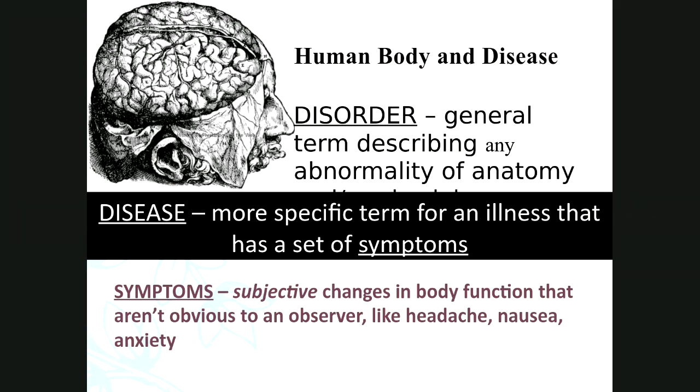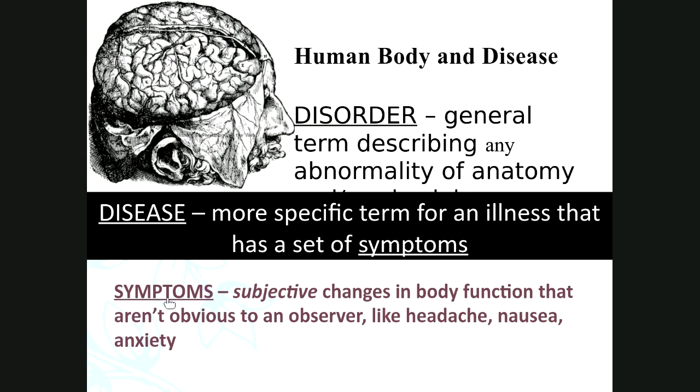Human body and disease. So when we see the term disorder, this is a general term that refers to any abnormality of anatomy. It's very general, where a disease is a more specific term for an illness, and it has a set grouping of symptoms. So what is a symptom? So we do have to know these definitions.